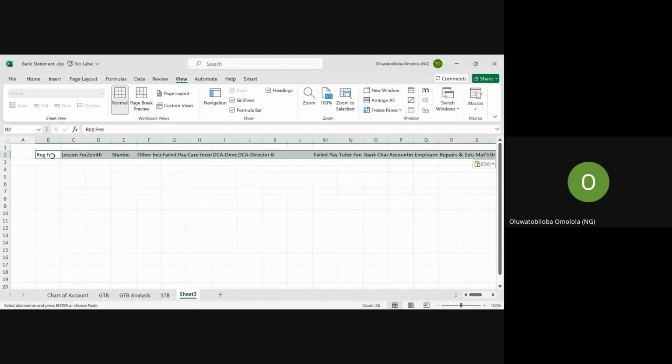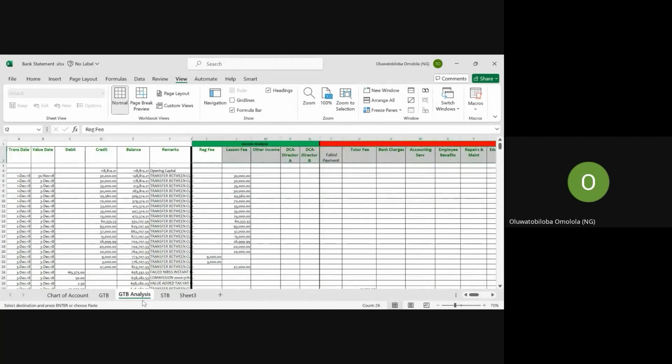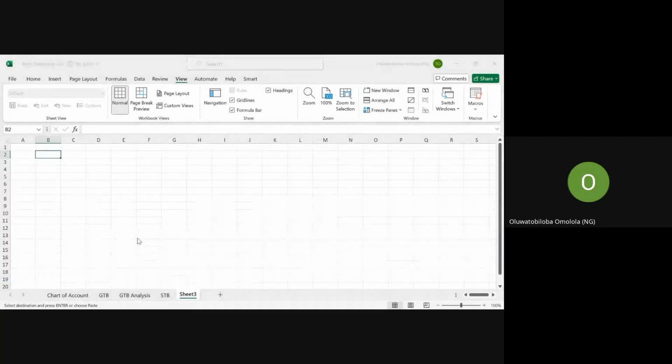I'll paste it on a new sheet. But see the way it came out. I don't want it to be like this. This is vertical, horizontal, right? I don't want it to be horizontal. I want it to be vertical. So what I will do is that when I'm pasting it, I will not paste it as horizontal. I will come to this thing, transpose.